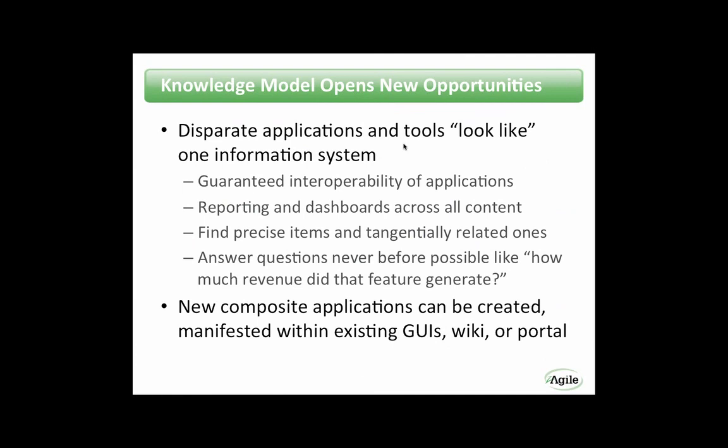And now you can answer questions that were not possible before. Things like, how much revenue did that feature generate, or how much did that issue cost us? And then finally, you can achieve new composite applications manifested within those existing GUIs of the tools you already have, or within a portal, or within a wiki. So how does that work? What does that look like within Wikidsmart?